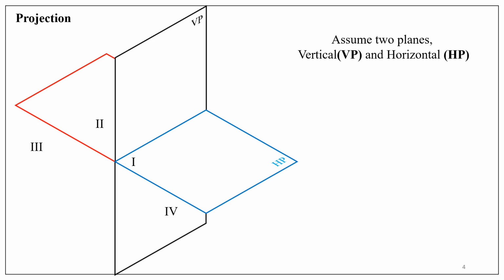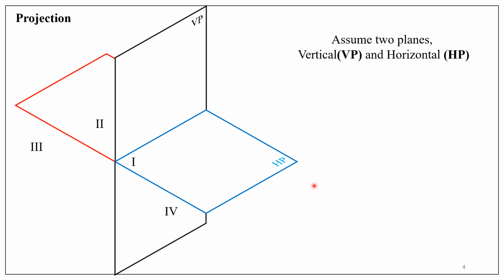In engineering drawing, we assume two planes of projection called vertical plane and horizontal plane, abbreviated as VP and HP, in order to obtain the image. Remember, earlier we discussed the screen to obtain the image of an object is called as plane of projection in engineering drawing. The two planes VP and HP are mutually perpendicular.